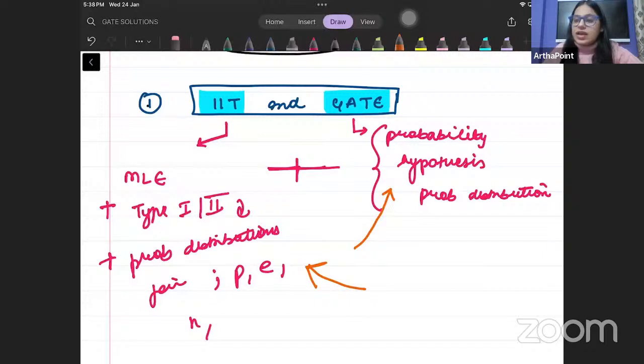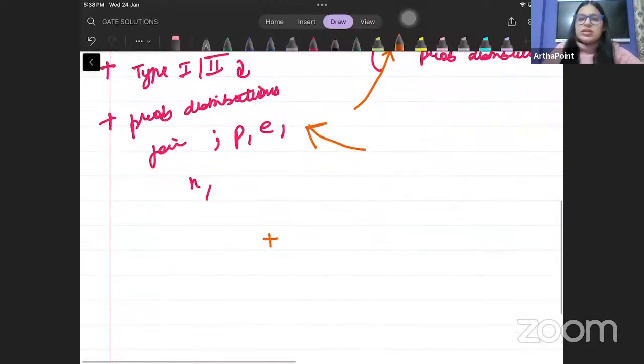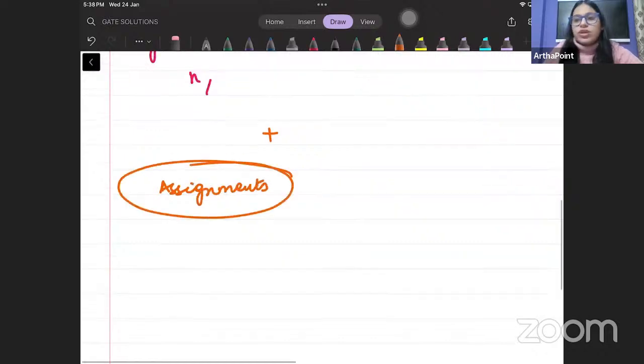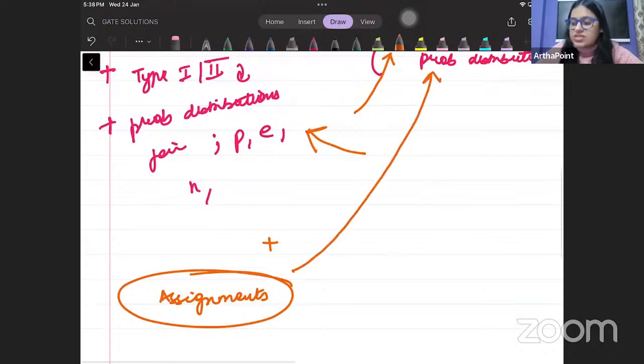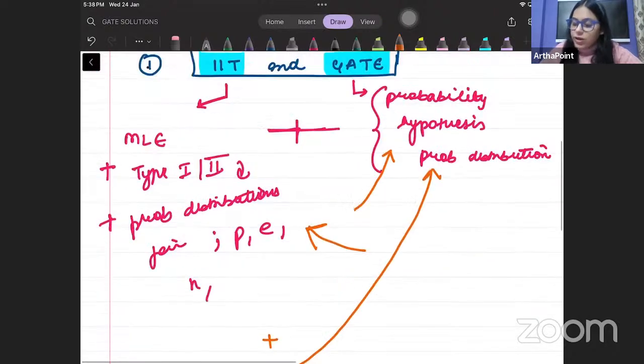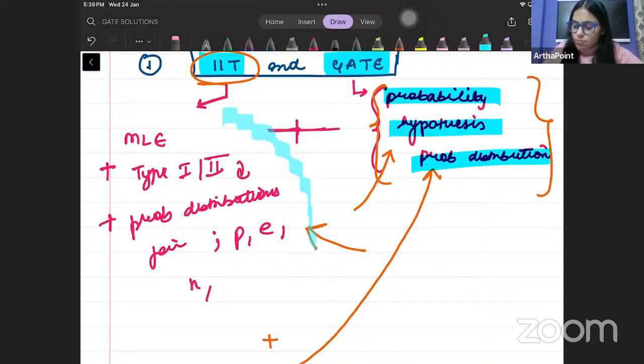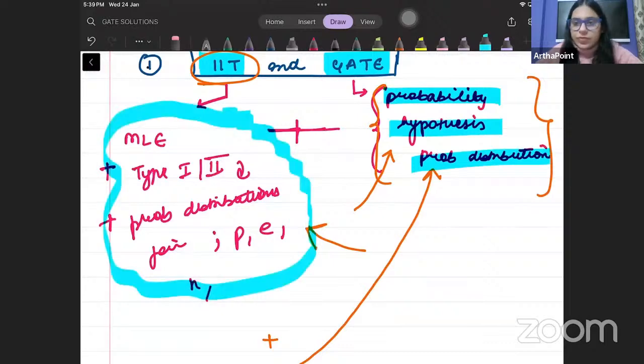That's the first thing. Secondly, the assignments that I will be giving you today will be oriented according to what can be asked in GATE and what can be asked in IIT from these topics. So the assignments you will see today will be related to probability, hypothesis, distributions, but will not cover anything related to the extra topics which only come in IIT.